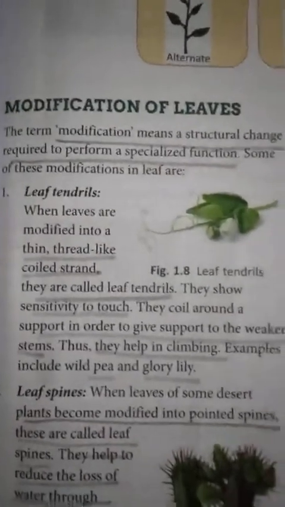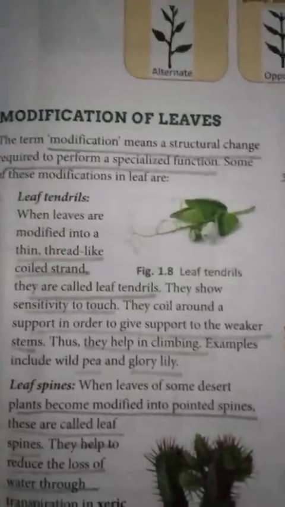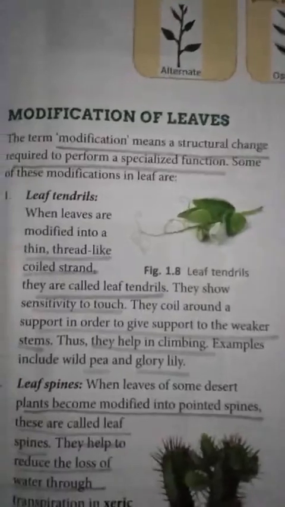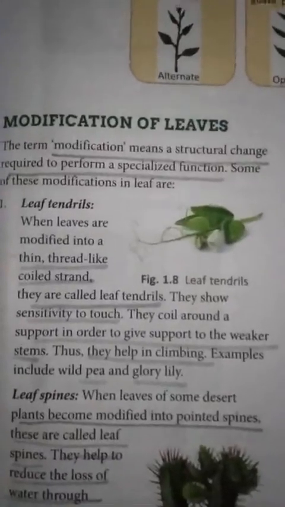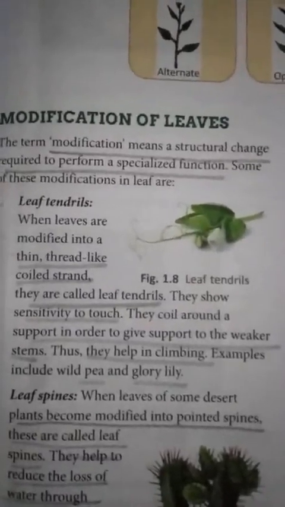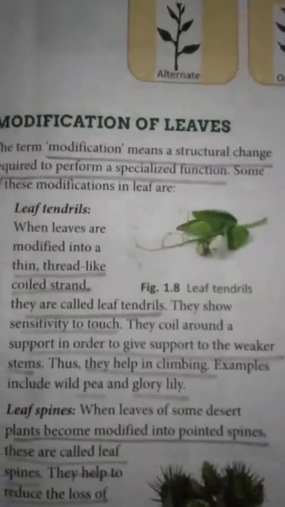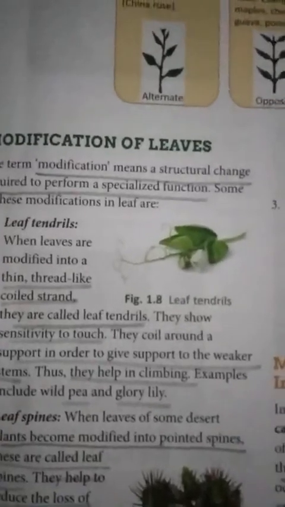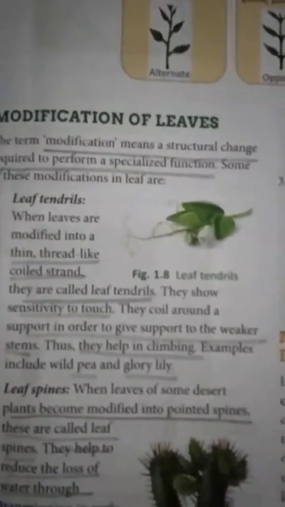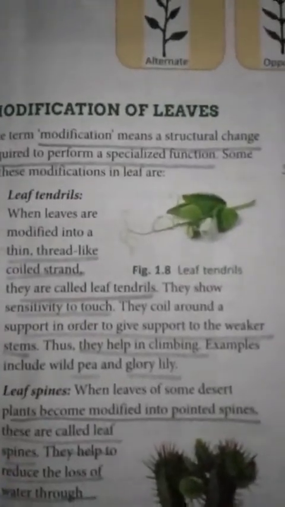It means they coil upon things for support, in order to provide support to the weaker stem. Okay, you can see this kind of modification in plants that have a very weak stem. They come out and coil around nearby objects in order to provide strength to the stem of those plants, and they help in climbing.